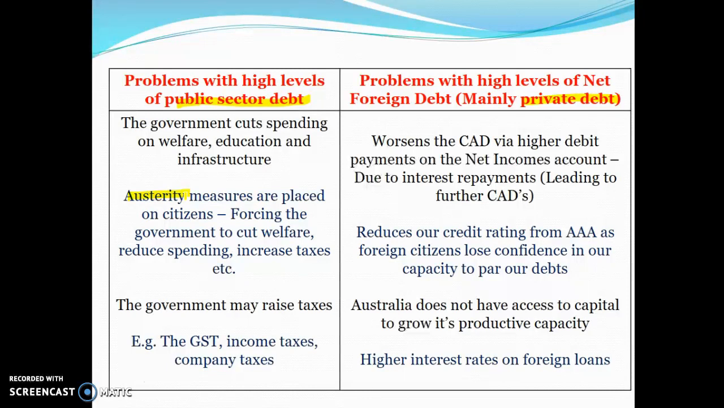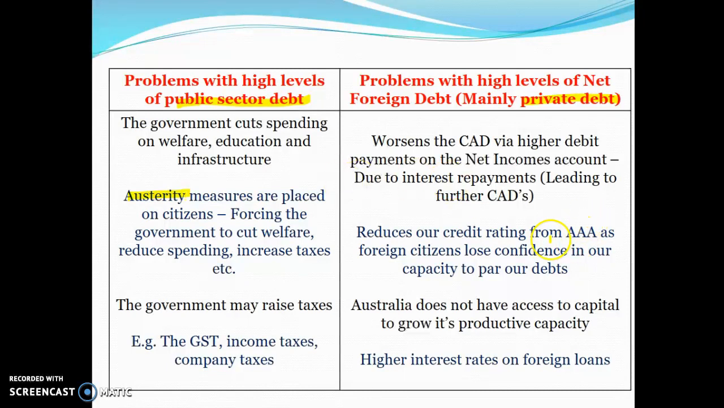overseas sector may say to our government that they will lend us money, but only on the proviso that they reduce their expenditure. So they cut welfare or they raise taxes, and that can have a negative implication for society. So it can lead to austerity measures is one problem with public sector debt.